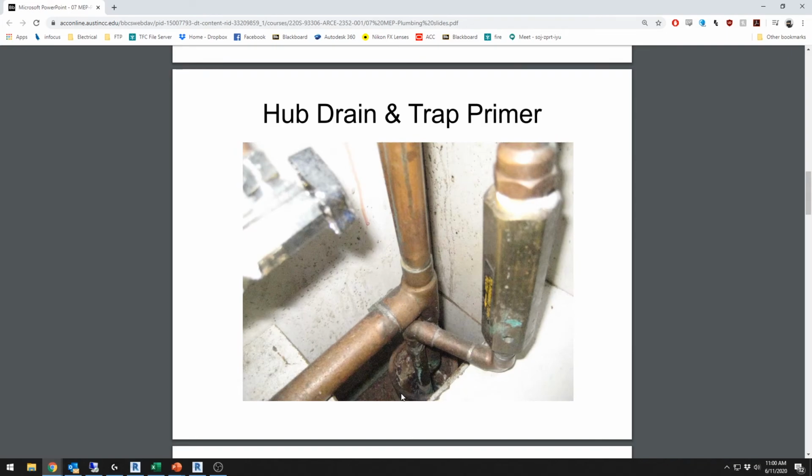Next, you have your hub drain and a trap primer. So the hub drain is this pipe underneath here, and this is where multiple things can feed into and drain out. And your trap primer right here will slowly drip water or release water every so often to keep the P-trap attached to this hub drain full of water.